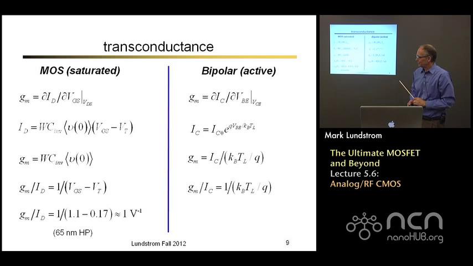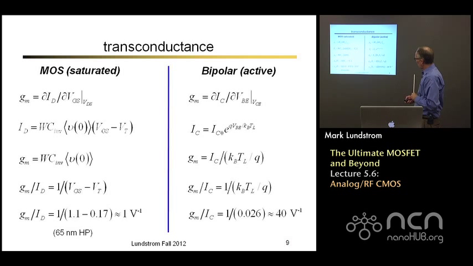So here's where the big difference comes. For a MOSFET, we might have a power supply of a volt or so and a small VT. This figure of merit will be about 1 inverse volt. For a bipolar, kT over q is 0.026. The figure of merit is about 40 inverse volts. So inherently, a bipolar transistor is 40 times better in terms of transconductance. It really is a much better analog device inherently than a MOSFET.